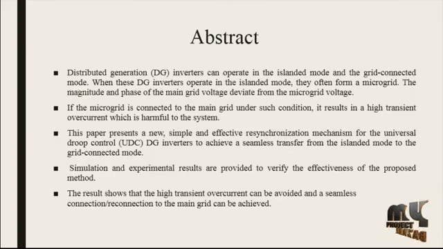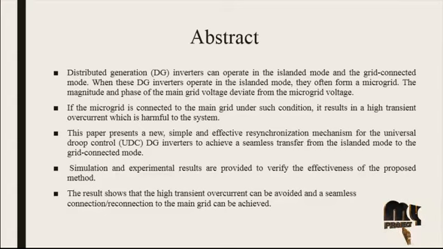Next we are going to discuss the abstract of our product. The proposed system is an implementation for distributed generation. We are using different types of distributed generation and different types of operating modes, like island mode and grid-connected mode. These two modes are very important for microgrids, and we analyze the magnitude and phase angles. We can find the voltage deviation for that microgrid, and these microgrids are connected to the main grid under different conditions, like overcurrent, which is harmful to the system.